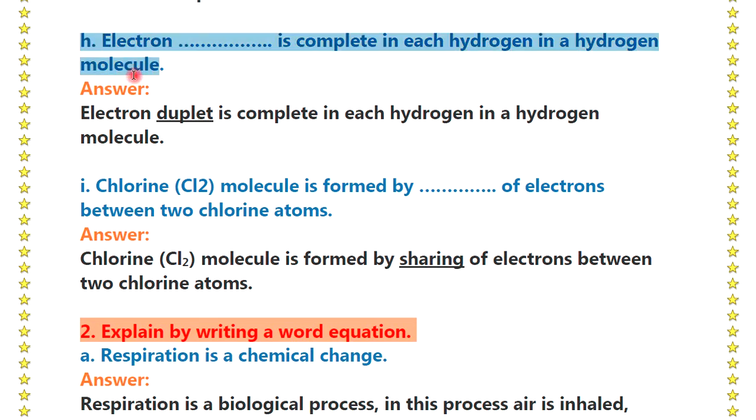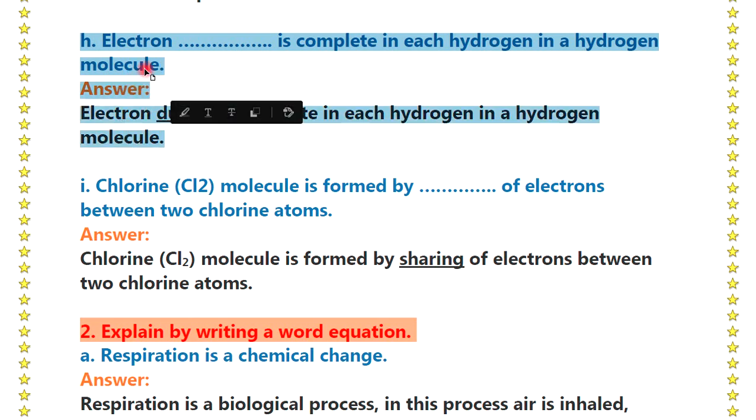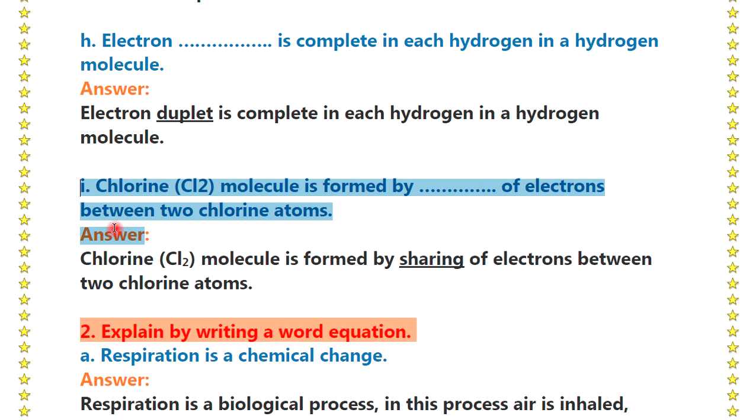Then H: electron dash dash is complete in each hydrogen in a hydrogen molecule. Answer: electron duplet is complete in each hydrogen in a hydrogen molecule. Then next, Cl2 chlorine molecule is formed by dash dash of electrons between two chlorine atoms. Answer: chlorine molecule is formed by sharing of electrons between the two chlorine atoms.